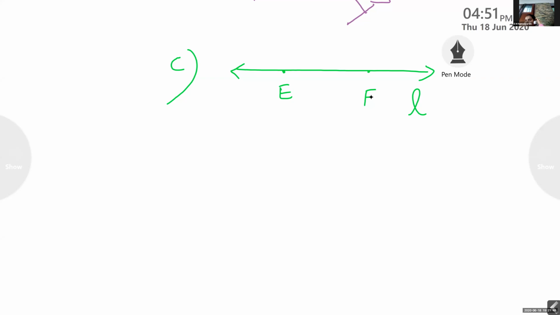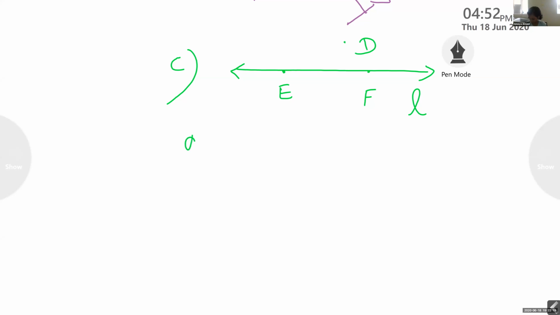Okay, there is a line L and there are 2 points E and F, but not D. That means D is not there on this line. So D you can write somewhere here, outside, not on the line. D you can make down or up, bottom, anywhere.